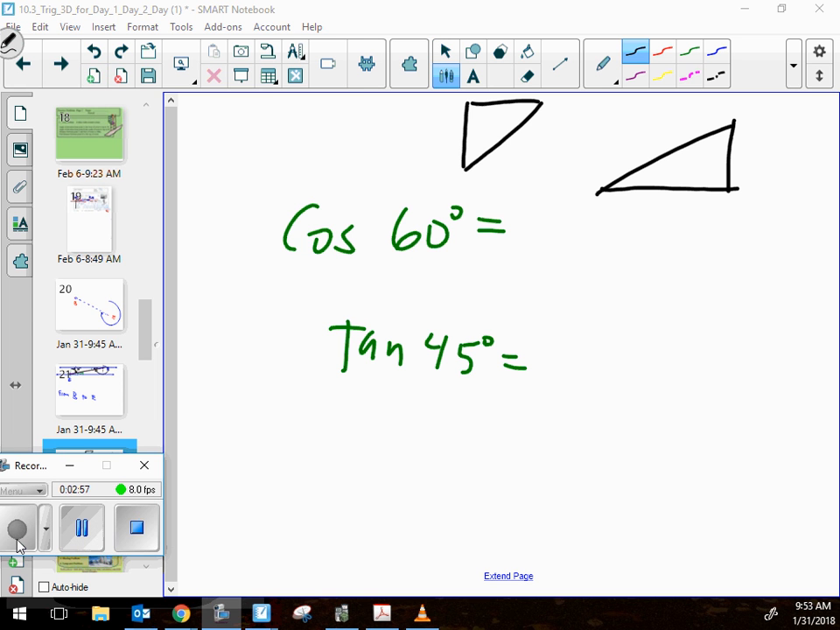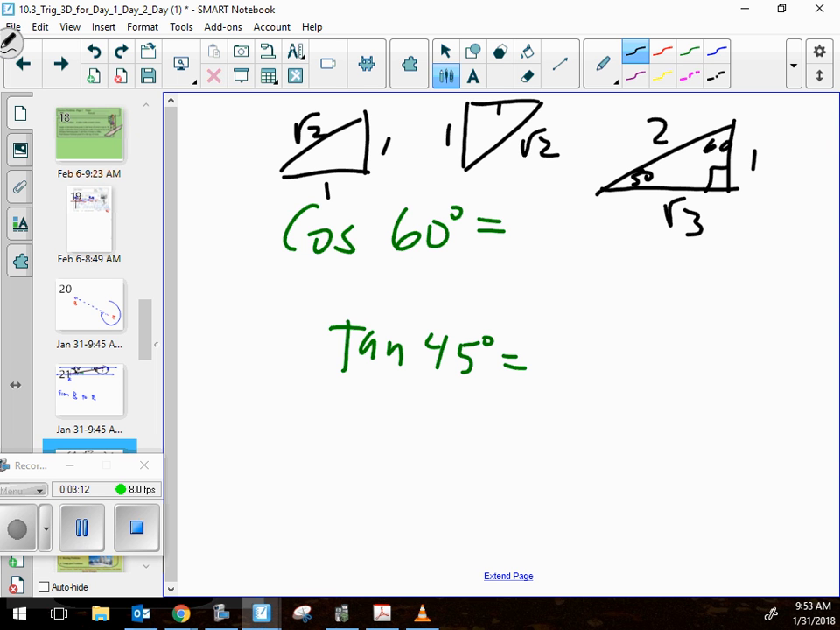So, if I make this my 30, my 60, and my 90, 1, 2, root 3, and this 1, 1, root 2. You can draw them in any orientation you want. In other words, this one could have been like this, 1, 1, root 2. It's fine, as long as the ones that are 1s are across from the 45s. All right, so then, cosine of 60.